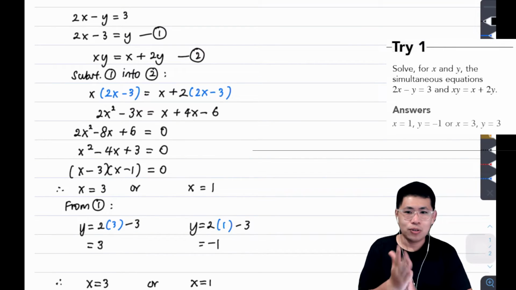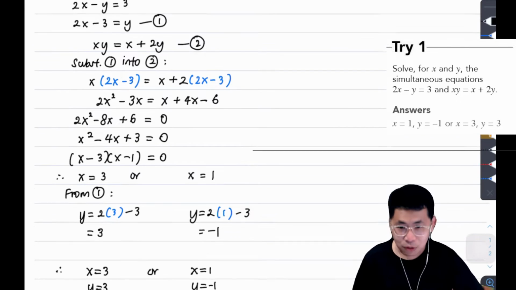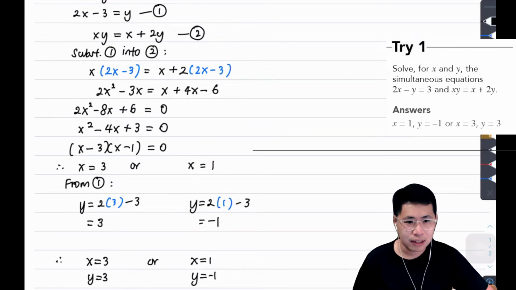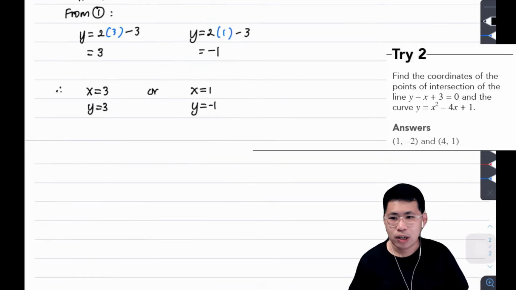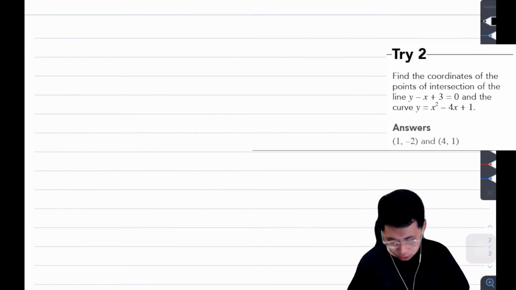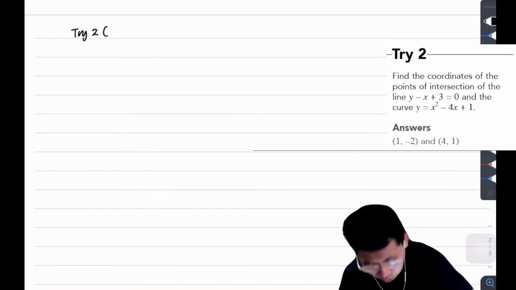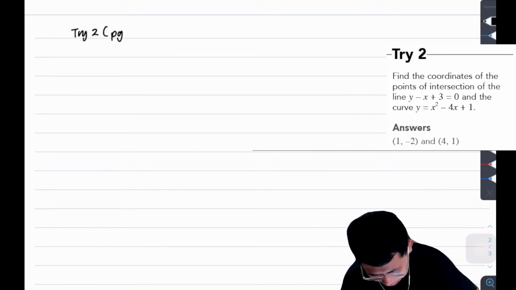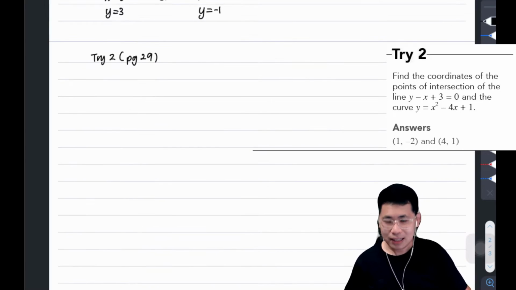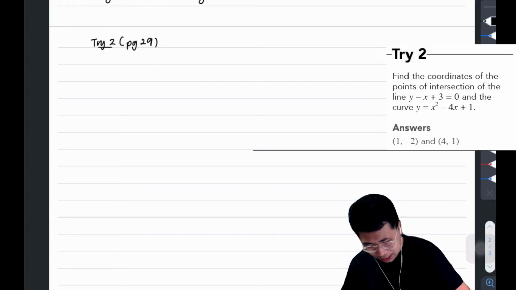Okay, can. So the next question we have would be try 2. I think try 2 is the next page. Which page is it? Whatever. Just now was 28, right? So I think page 29. Roughly either 29 or 30, okay.